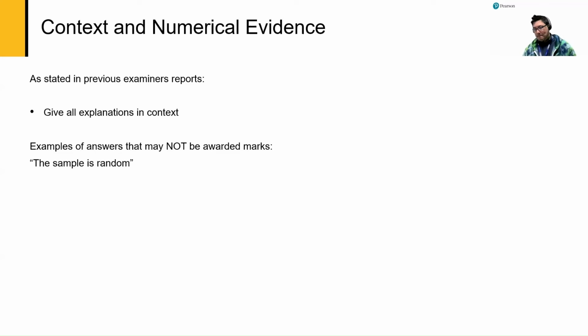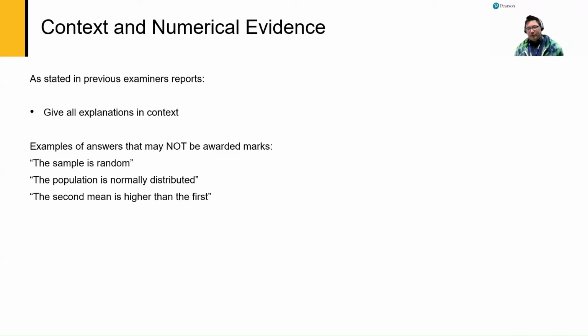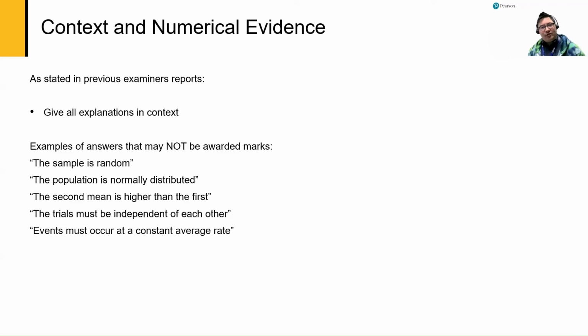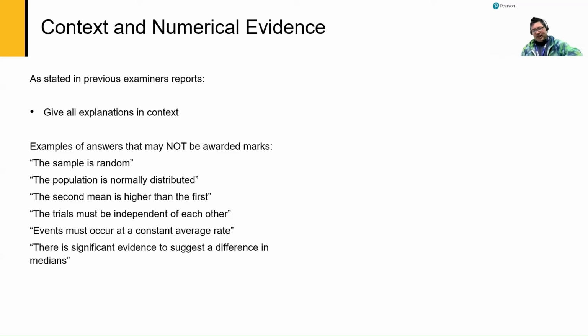The sample is random. The population is normally distributed. The second mean is higher than the first mean. The trials must be independent of each other. Events must occur at a constant average rate. There is significant evidence to suggest a difference in medians. As X goes up by 1, Y goes up by 31.5. Then you can see that all of those could technically be correct, but they wouldn't be awarded marks. And that's because there is no context at all in those statements whatsoever.